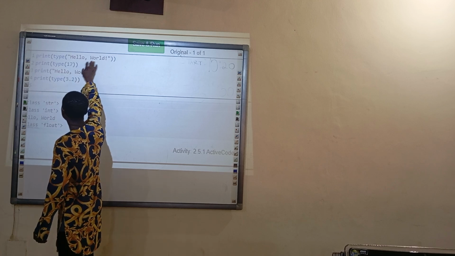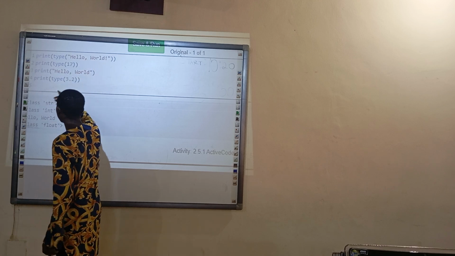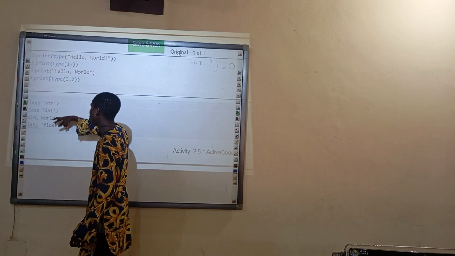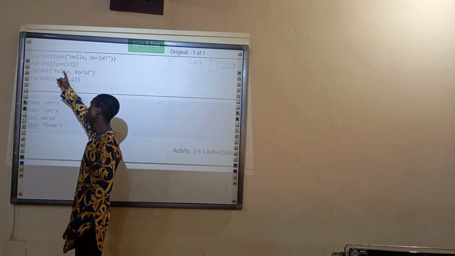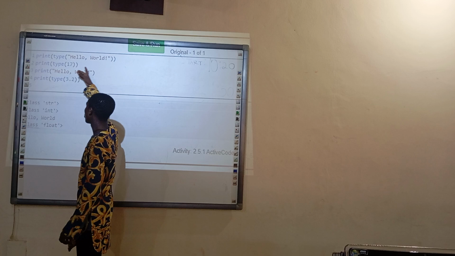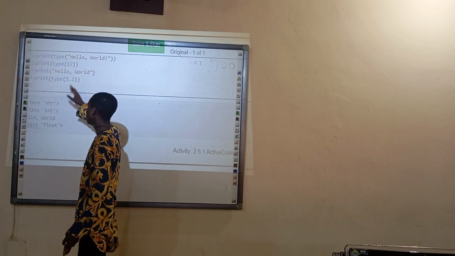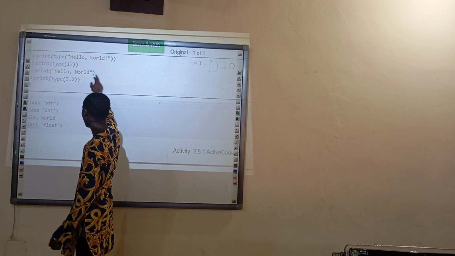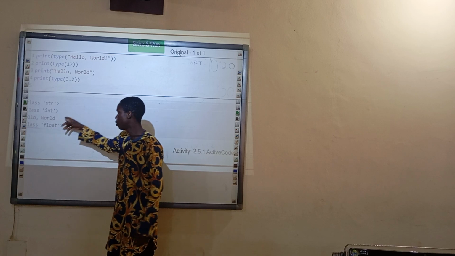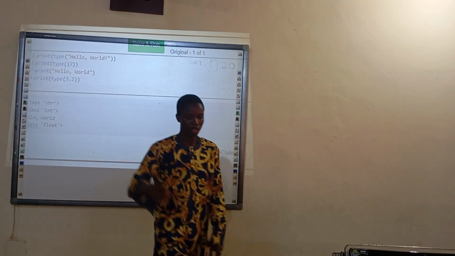You can see here, this one tells you that this is a string. This is an integer. This is a float. Mind you, if you don't call the type function, it simply prints what you put inside the print function parentheses. As you can see here, I don't call the type function for this kind of code and I get hello world instead of getting the data type of that expression.